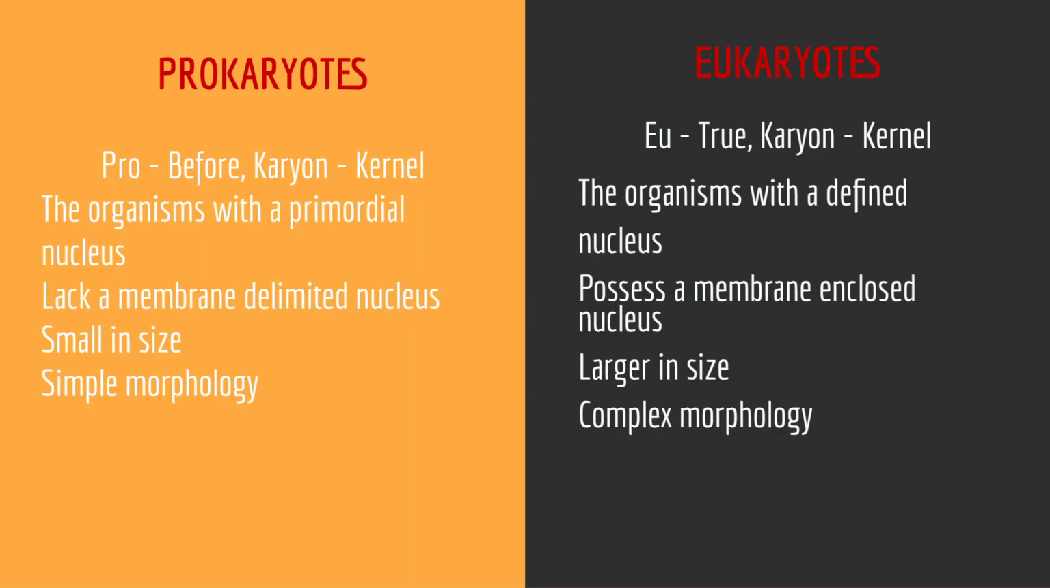Before moving on to the solution to this dilemma, let's understand the fundamental differences between prokaryotes and eukaryotes. The term pro in prokaryotes means before and the karyon means kernel, which indicates nucleus. Prokaryotes are those organisms with a primordial nucleus. They lack a membrane delimited nucleus. They are organisms which are small in size and have simple morphology. While the term eu in eukaryotes means true and the karyon means kernel, same as nucleus. Those are the organisms with a defined nucleus. They possess a membrane enclosed nucleus and they are larger in size compared to prokaryotes with a more complex morphology.